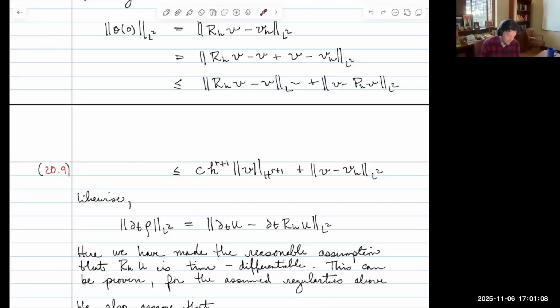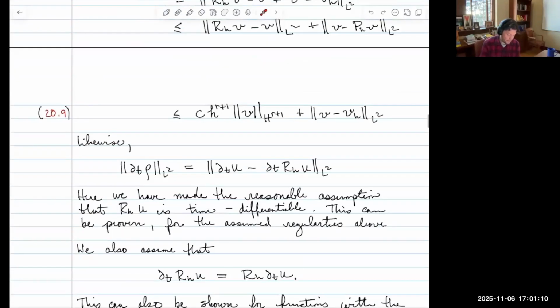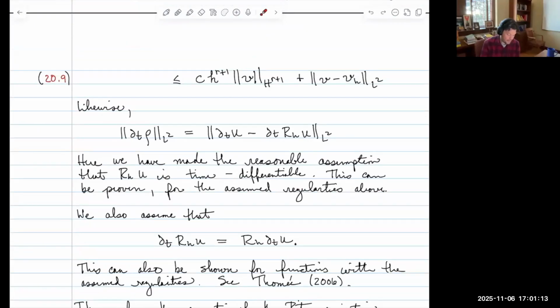What about this term? Now I have to make an assumption about it. This term is going to be the time derivative of rho, but what was rho? Rho is U minus RH of U. So we're going to make the reasonable assumption that this, if it's smooth enough, is going to have a weak time derivative. That's one assumption that we're going to make. In fact, this can be shown with the assumed regularities that we have above.